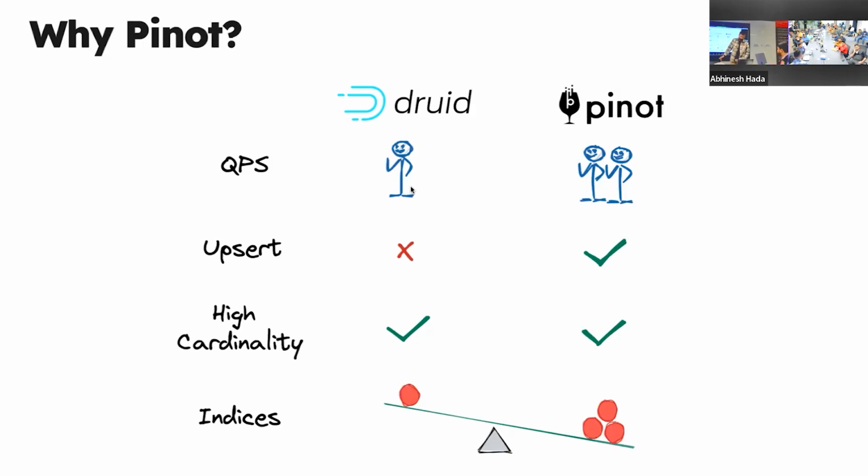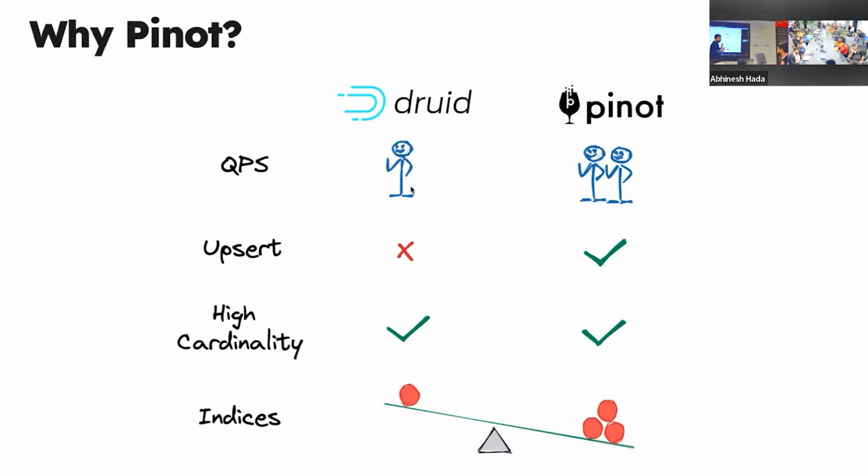But where Pinot really shines is that it has different kinds of indexes, as Karthik mentioned. So we leverage that to provide millisecond latency on our system. Now Ayush will give a brief of the current architecture we have on our system.